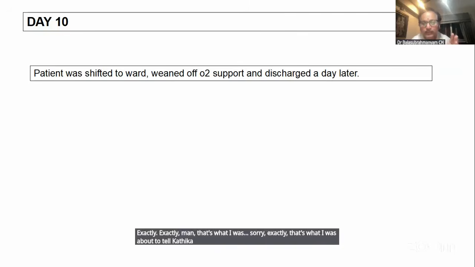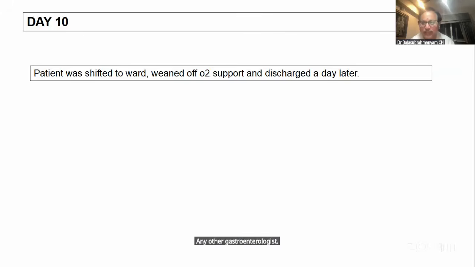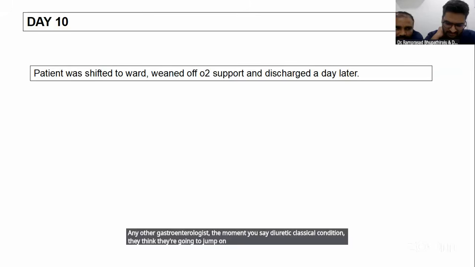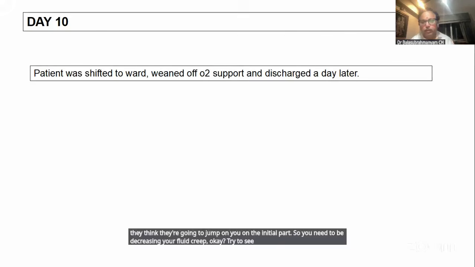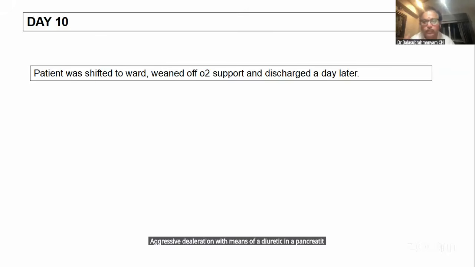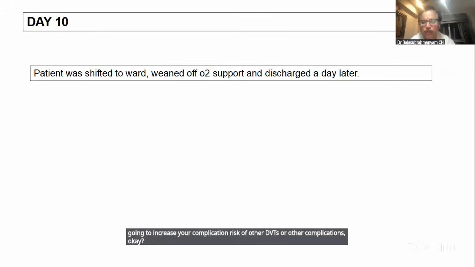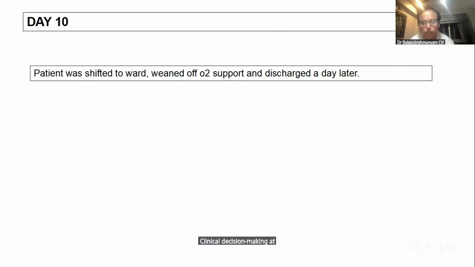That's what I was about to tell Karthik. In pancreatitis, each patient doesn't behave in the same way. In one patient, you may need to start aggressive de-resuscitation slightly early. In another patient, you need to hold on. Any of the gastroenterologists, the moment you say diuretic, they're going to jump on you in the initial part. So you need to decrease your fluid creep: see how much I'm giving, how much is the output, and try to maintain it rather than going for aggressive de-resuscitation with a diuretic in pancreatitis, because it increases the risk of other complications. No two pancreatitis patients are similar. Clinical decision making at the bedside makes your job easier.